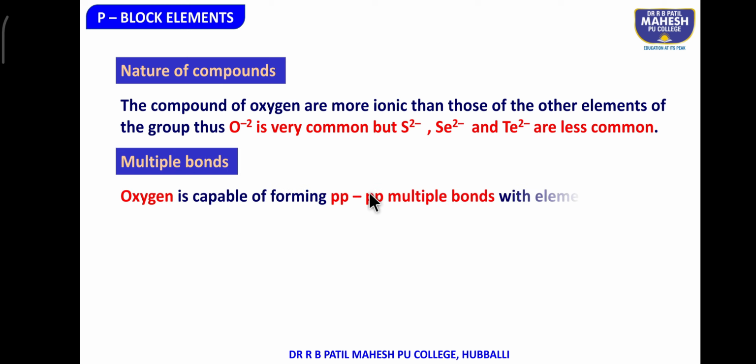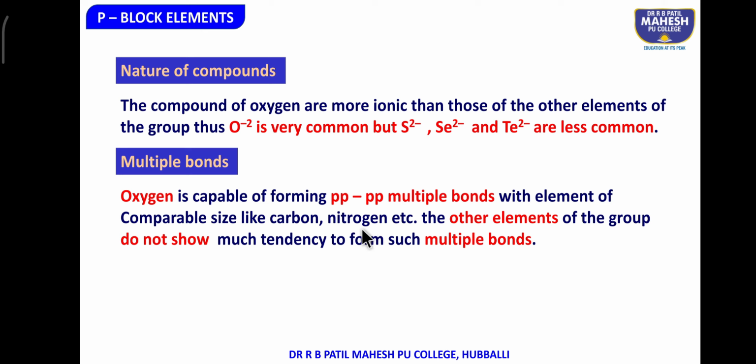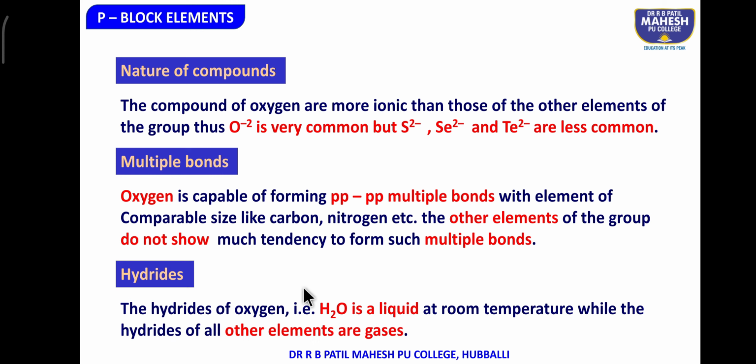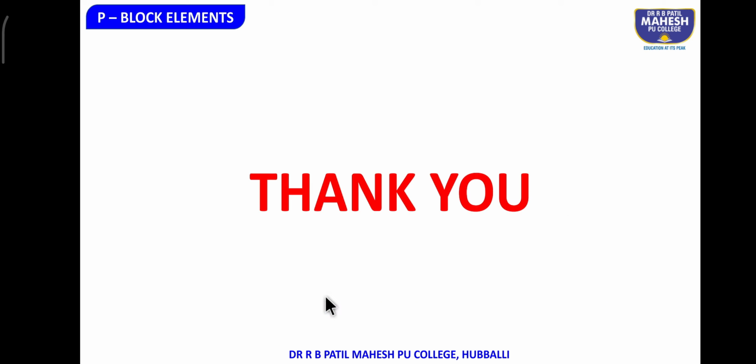Oxygen can form p-pi multiple bonds with elements like carbon, nitrogen, etc., whereas other elements of the group do not show the tendency to form p-pi multiple bonds. They show d-pi p-pi multiple bonds. The hydride of oxygen, that is water, is a liquid at room temperature, while the hydrides of other elements are gases in nature. Thank you, students.